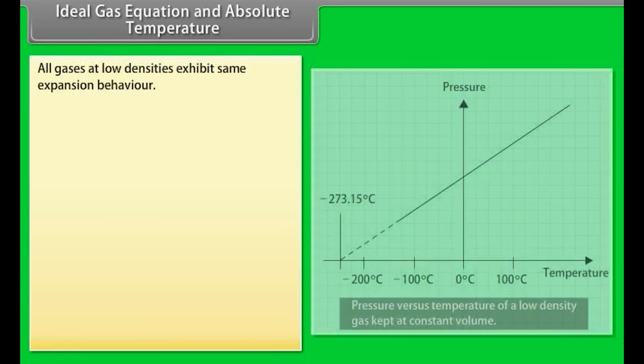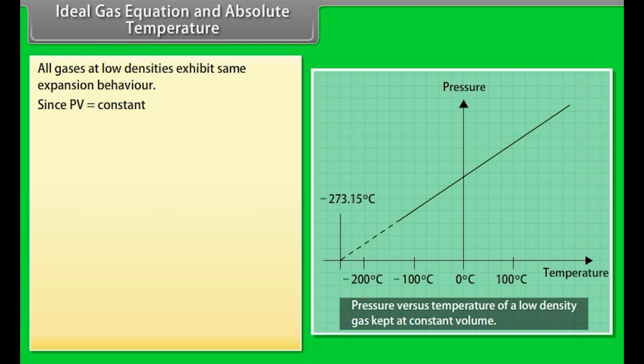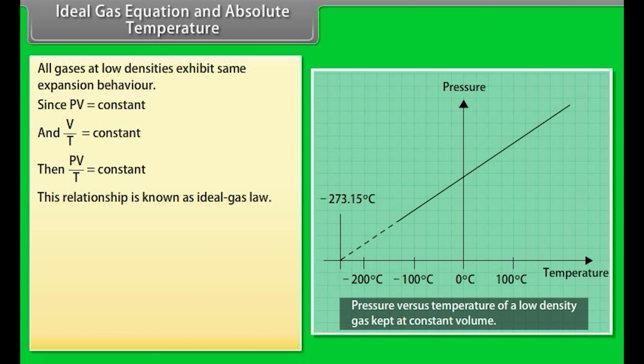Ideal gas equation and absolute temperature. All gases at low densities exhibit same expansion behavior. Since PV is equal to constant and V upon T is equal to constant, then PV upon T is also constant. This relationship is known as ideal gas law.